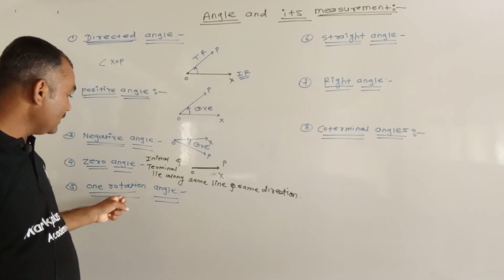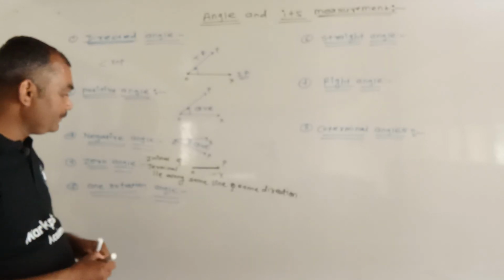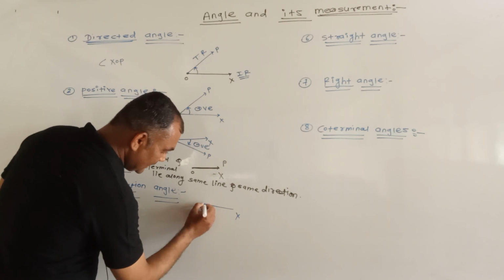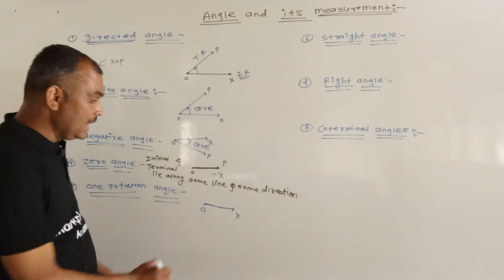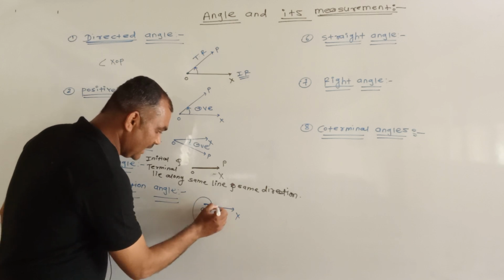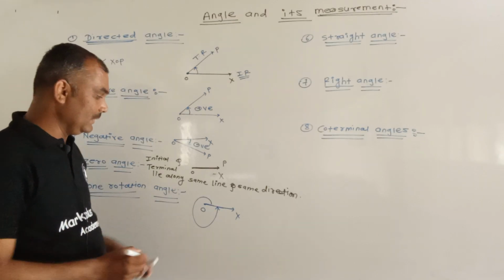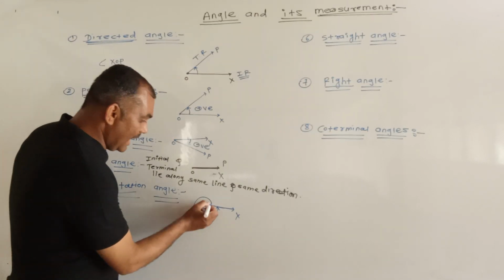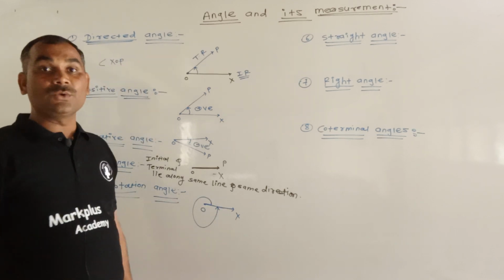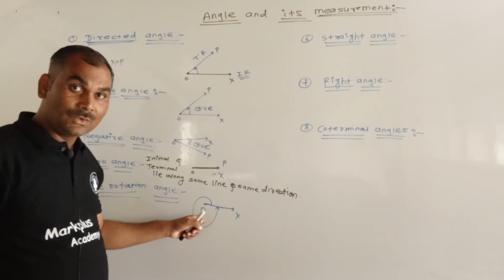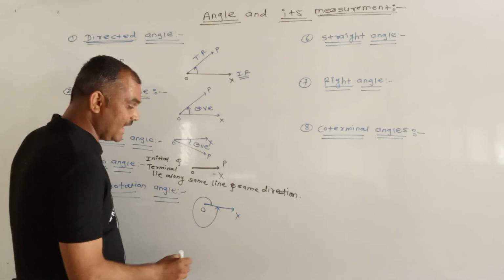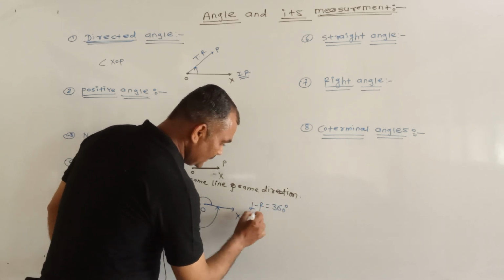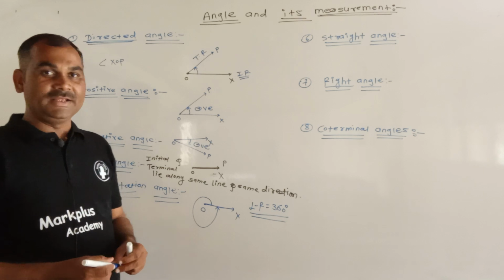Okay, then after that, one rotation angle. So what is a one rotation angle? Suppose this is your ray OX, this ray rotates about the point O and we get the same position. At that time this angle is called one rotation angle. And this one rotation angle is equal to 360 degrees.